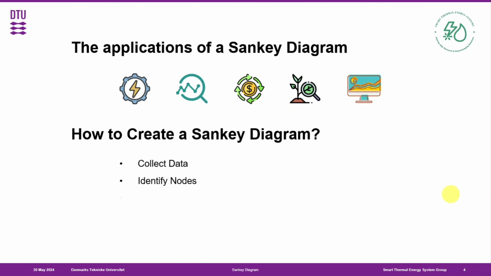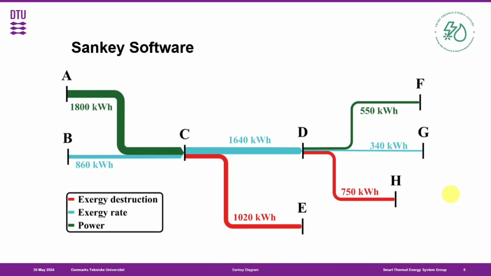To create a Sankey diagram, we should follow these steps: collect data, identify nodes or key points, draw arrows with a proportional thickness, add labels and colors, check for accuracy and readability. Now let's draw these diagrams by Sankey software.